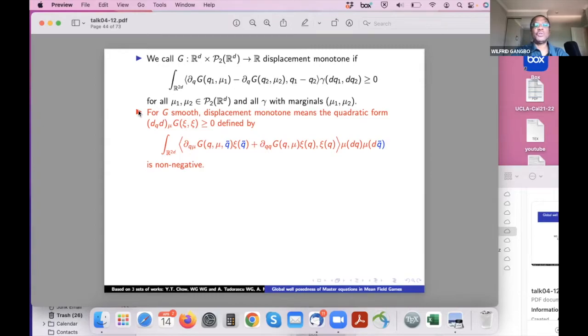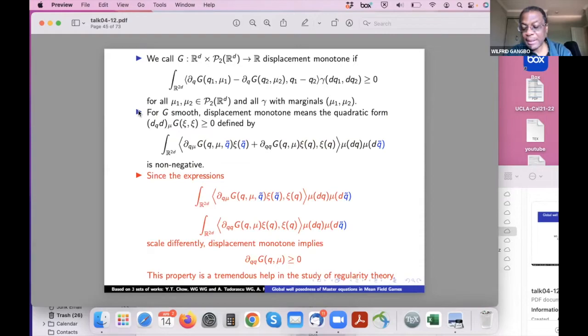You can see that in the previous expression I wrote, although it looked like the last term is integrated with respect to Q tilde, in fact it is not. You can make this integral disappear. It has no effect on the second term. So you conclude that the two expressions in the integral scale differently. So you replace mu by rho epsilon convolved with mu, and you let epsilon go to 0. One of the expressions is going to disappear, and you will be left with the conclusion that the Hessian of G with respect to Q is non-negative.